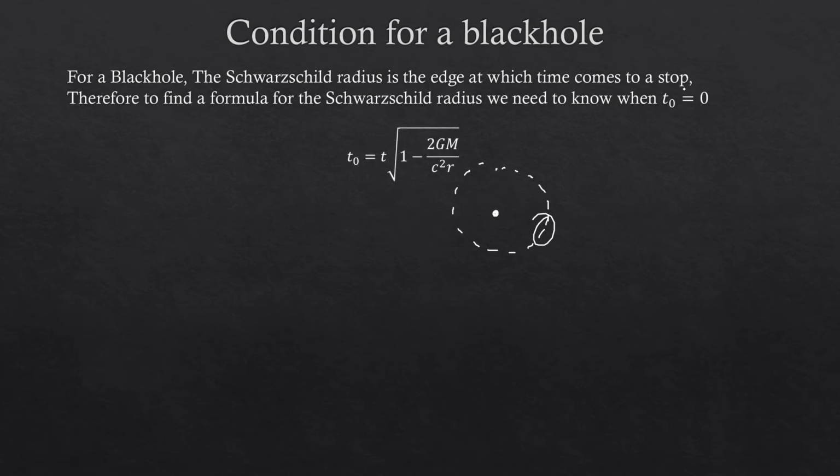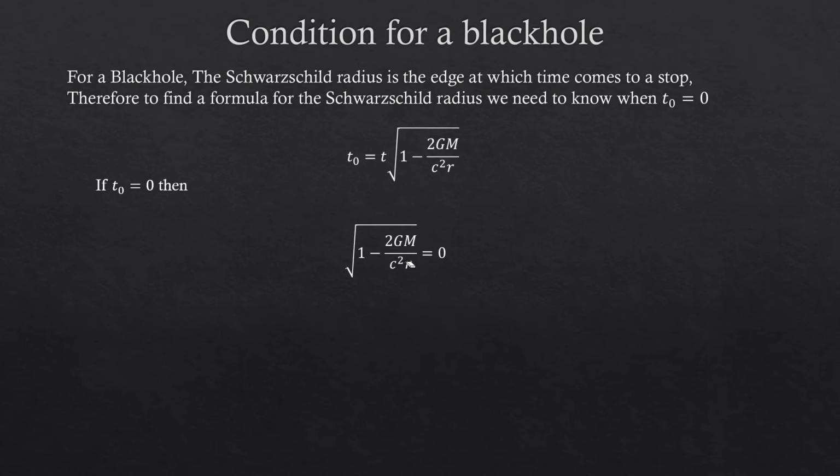In other words, we have this formula here, and I'm just going to rub this out quickly because it's going to get in the way. We need to know when this is equal to 0. Now, T can't be 0, so we need to know when this term is 0. And the only way this can be 0 is when this term here is equal to 1.